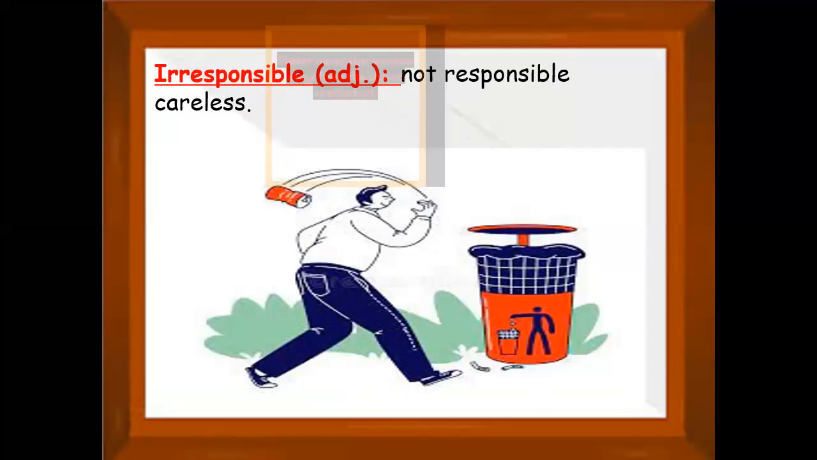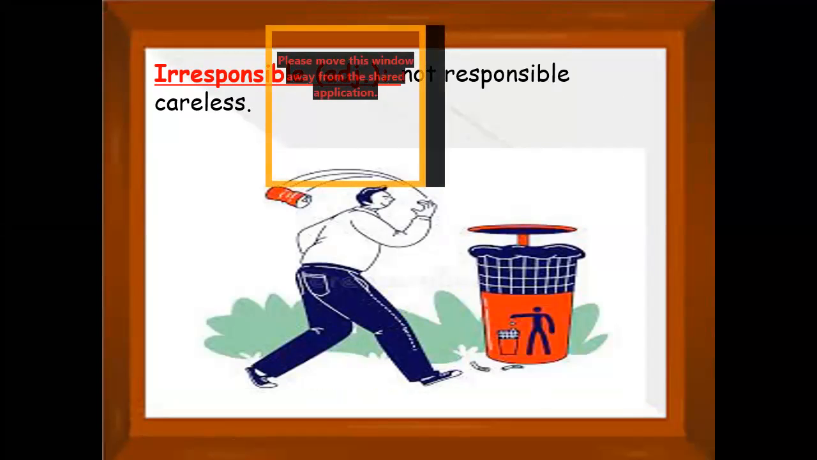Let's complete. Then we have the word irresponsible. A responsible person is a caring person that takes care of something or is responsible for something. The opposite of responsible is irresponsible, a careless person. Can you see this person? He is throwing the rubbish out of the bin. He is a careless person. He is an irresponsible person.